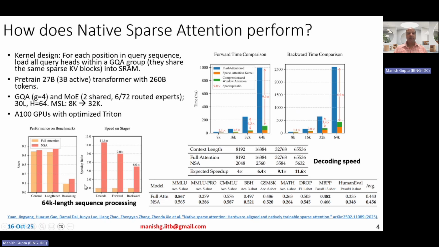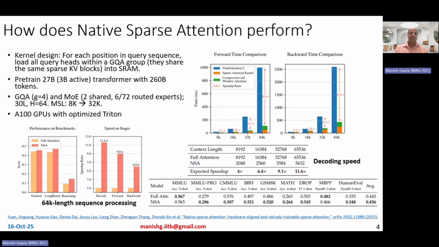So what they do is the following: for each position in the query sequence, like the t-th position, they load all the query heads within a GQA group into SRAM. You see, there is SRAM and there is HBM, parts of the GPU memory, following FlashAttention. If you have not looked at my FlashAttention videos, please look at them. Following that, they load all the query heads that belong to the same GQA group together, because they share the same sparse KV blocks, right?